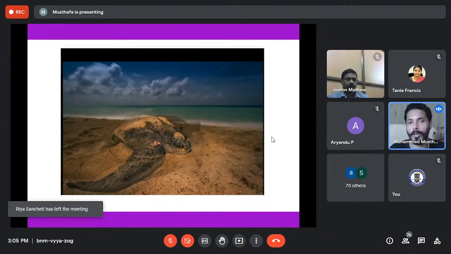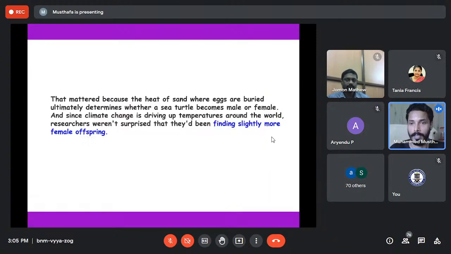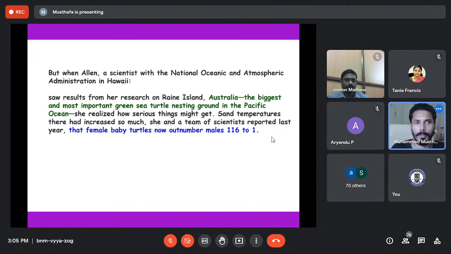And because of global warming, the sand temperature has increased quite dramatically. And a recent survey shows that among the 117 baby turtles investigated, around 116 were females and only one was male. It's a quite alarming sex ratio. You must look at it. And this will lead to the eradication of this species from this planet. And we are playing with fire. Do not forget that.